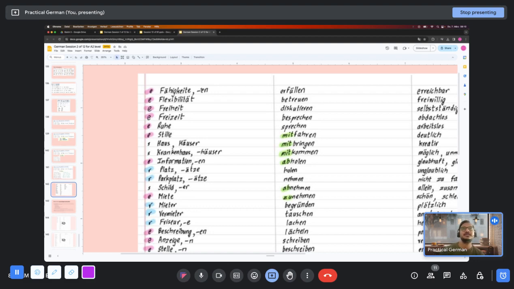Freiheit can also be independence, but whenever you learn a German word, think about wherever you can use it. One word can have many different meanings. Continue. The Freizeit. Yeah, free time. Yeah, continue.